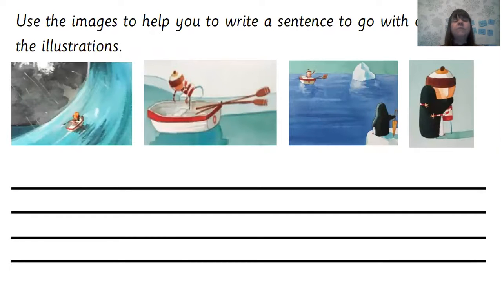Here I have the 4 illustrations that I will put up on Dojo as a PDF. But as I say, if you haven't got a printer, you don't need it. Just look at the image, choose one of the images, illustrations, and think about a sentence to go with that illustration. Now, you can choose 1, 2. Some children challenged themselves and they wrote 4 sentences. That's fine if you want to do that.